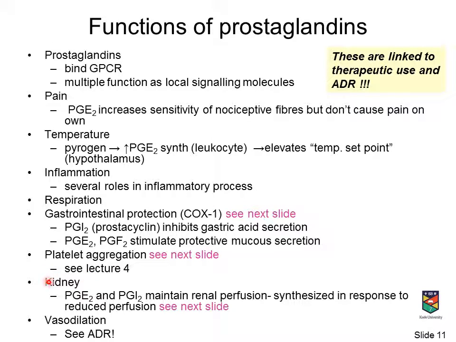Prostaglandins play a role in the kidney because prostaglandins can cause vasodilation, and when they cause vasodilation in the afferent arterioles, that increases renal perfusion, and so you get more blood going into the kidney and greater glomerular filtration taking place. And as I said, the prostaglandins can also cause vasodilation.